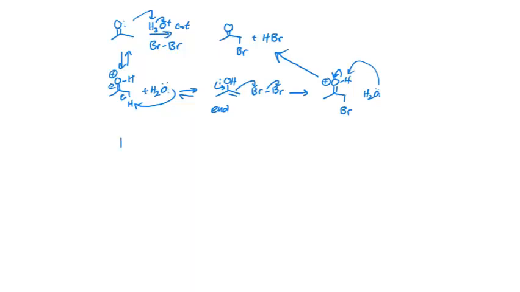If we have a ring, or maybe not necessarily a ring, but an unsymmetrical ketone, such as this one, and we subject it to H3O plus and Br2, we're going to get a couple of options, some regioisomers. Bromine could go on either side, and as you might guess, there is a favored side.